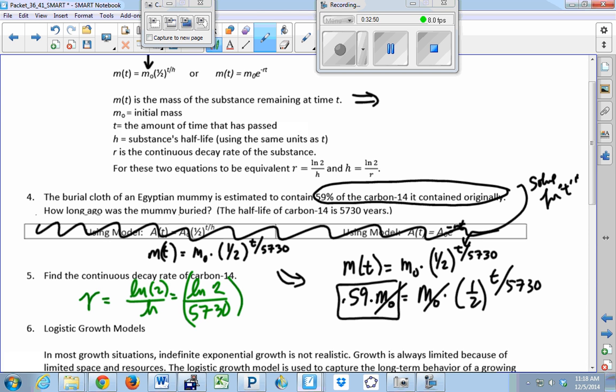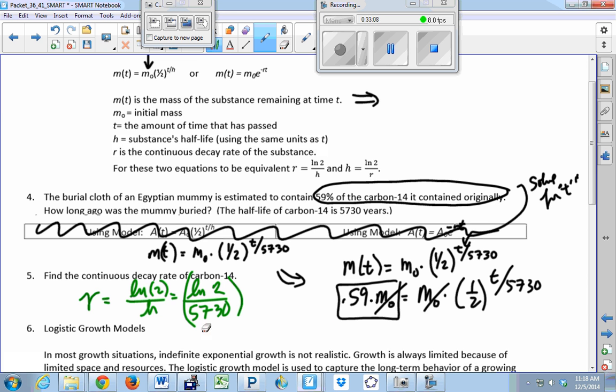The H looks like an LN. It does? Here? Yeah, R equals the natural log of 2 over H, the half-life. Yep, that's how you solve for R.